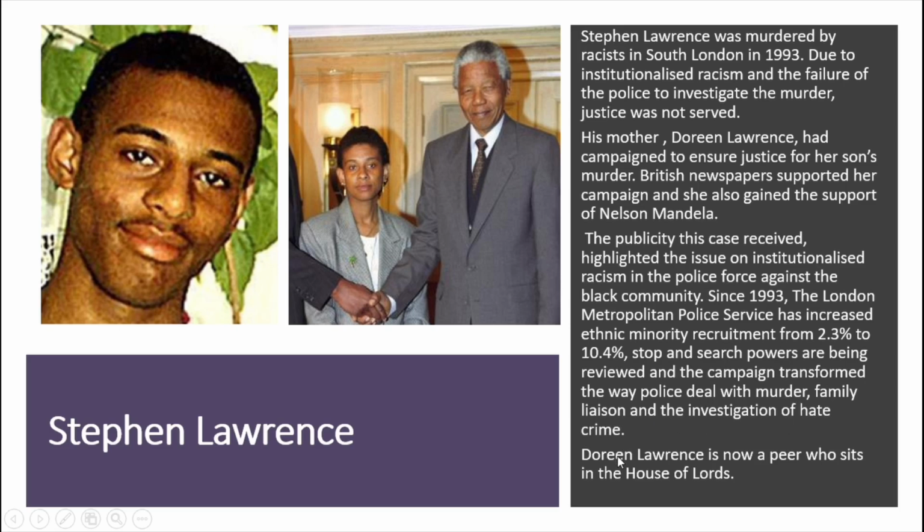Doreen Lawrence is now a peer who sits in the House of Lords. Again, this case study can be used across many topics in citizenship. It can be used in the rights and responsibilities topic to explore police powers. It can also be used in the politics and participation topic of active citizenship when exploring the campaign that Doreen Lawrence held with the support of high-profile individuals as well as British newspapers, particularly looking at how a campaign can be successful. It can also be applied to politics and participation when looking at the role of peers who sit in the House of Lords.